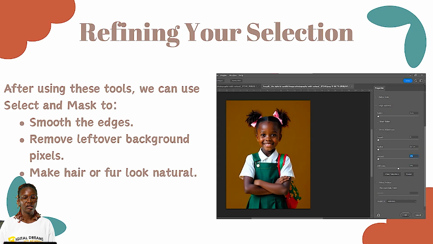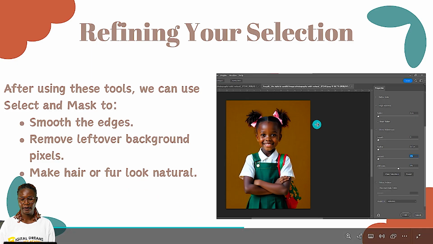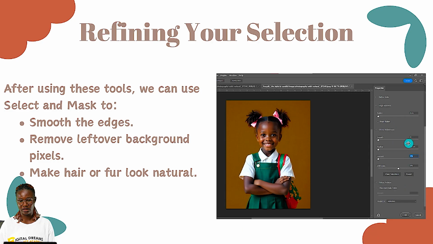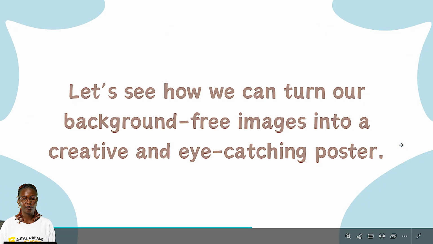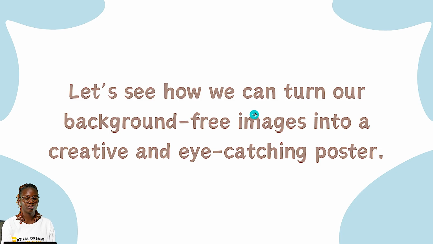Refining your selection. After using these tools, you will use select and mask to smooth the edges, remove leftover background pixels, and make hair or fur look natural. So this is the select and mask part of it. Once you click on, I think it should be somewhere here, select subject, then here you just touch a little bit of this and click OK, and that is it for you. Now let's head into Photoshop.